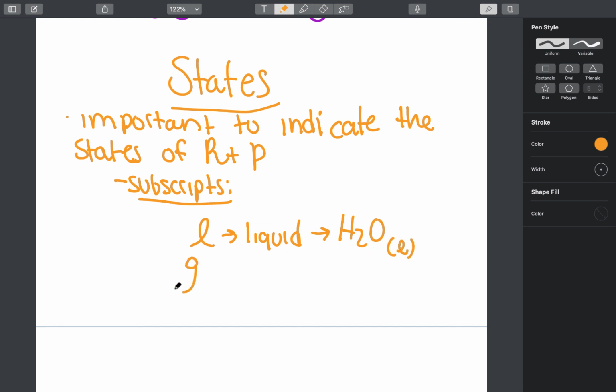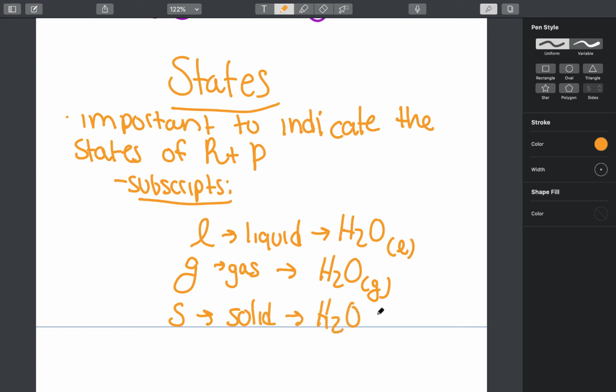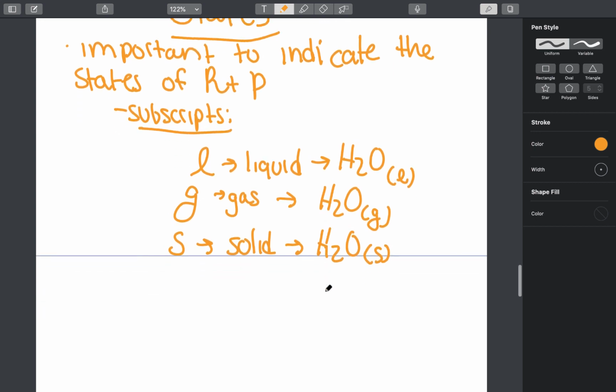You can also put G for gas, in which case if you had a water vapor, you would put a little subscript G there. You can also put S for solid. So if you had ice, you would put a little subscript S. And then lastly, if you had something dissolved in water, you put AQ, which means aqueous. And this means something is dissolved in water. So an example would be Na plus, and then you'd put AQ here.